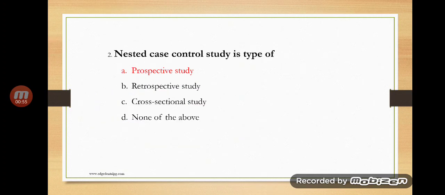Coming to the next question, nested case control study is a type of. The correct answer is prospective study, as nested case control study is a type of cohort study, also referred to as prospective studies, in which all those who develop the outcome of interest become the cases, while those who are free become the control. The advantage of such studies is that there is omission of confounders and the problem of recall bias is completely omitted. Last but not the least, it is cost effective.